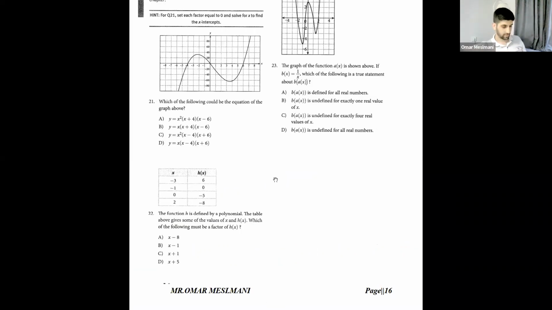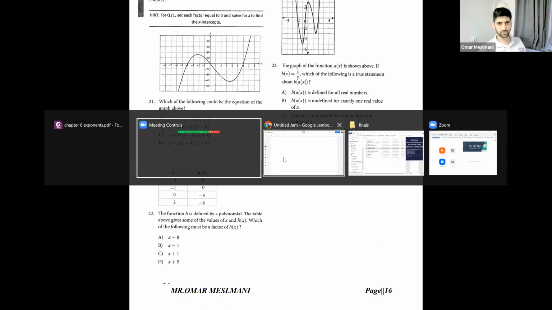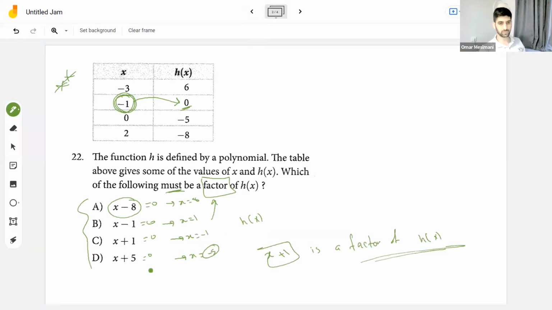Can you just say what you did after we got that x plus 1 is a factor of hx? It has to be one of the choices, and then hx equals 0. Yes, it has to be equal to 0. Why? Because he said a factor. Yahya, the concept of having a factor means that it has to be equal to 0.